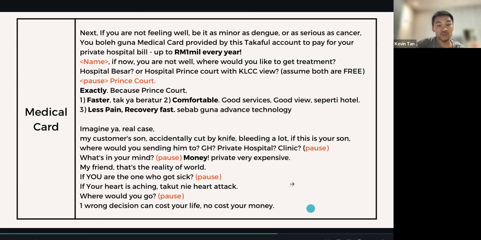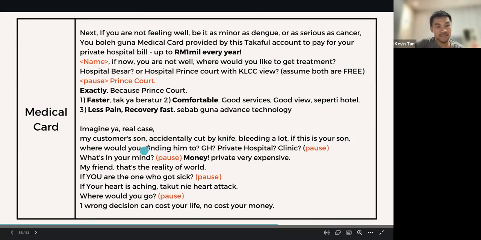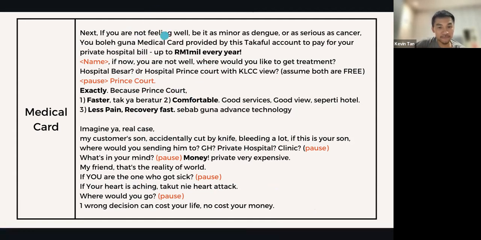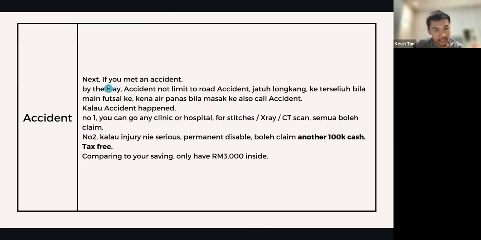Yeah. So this is up to you. I'm not forcing you to start with that, but until the top part, you present the top part. Okay. And next, accident.